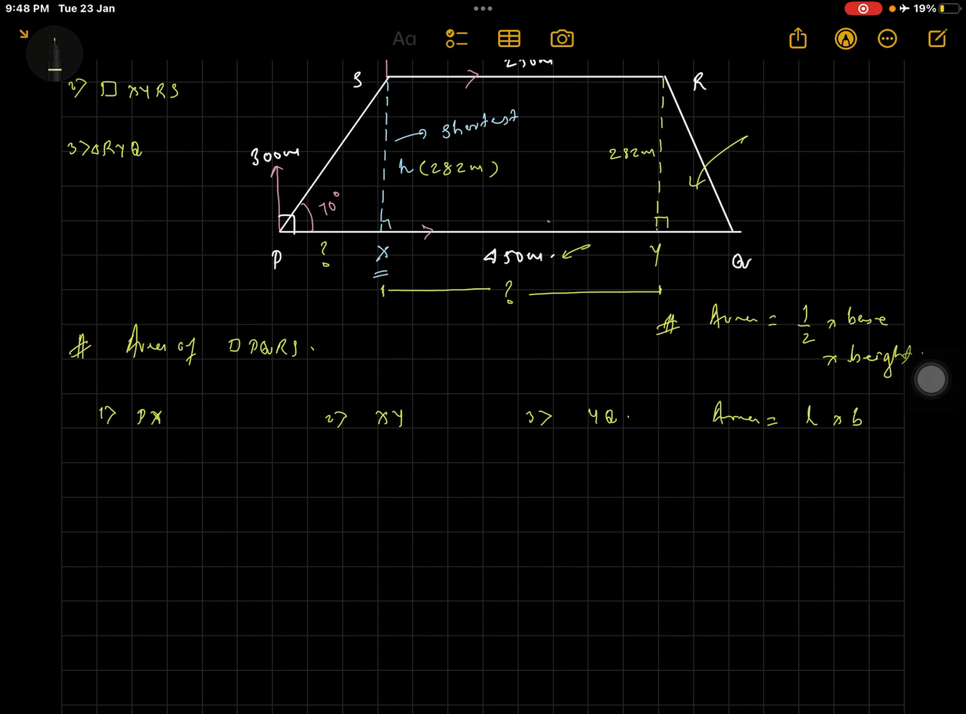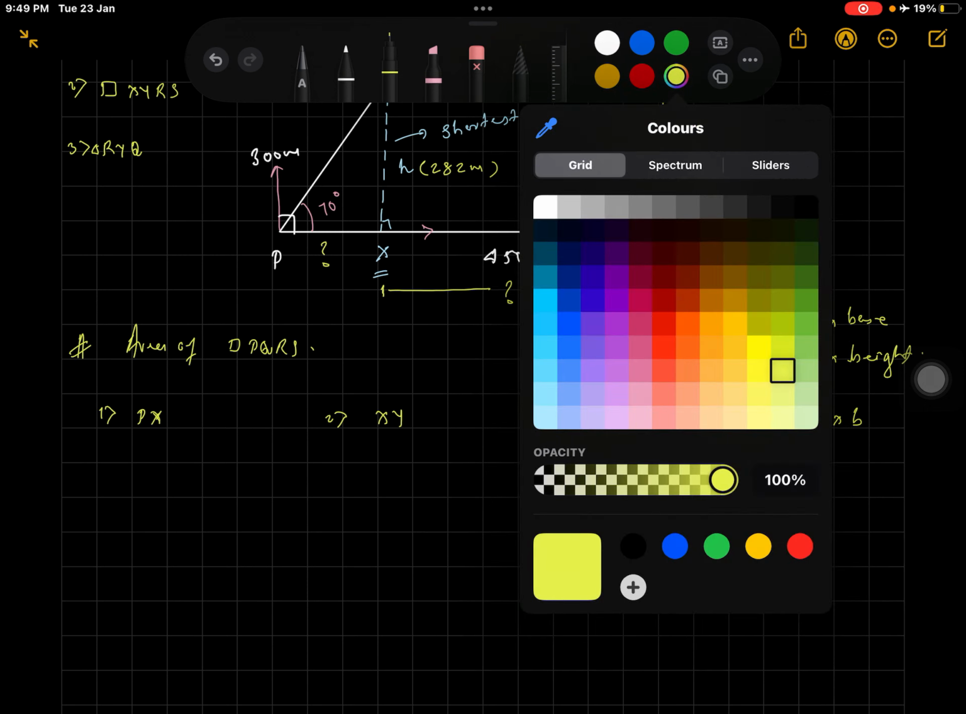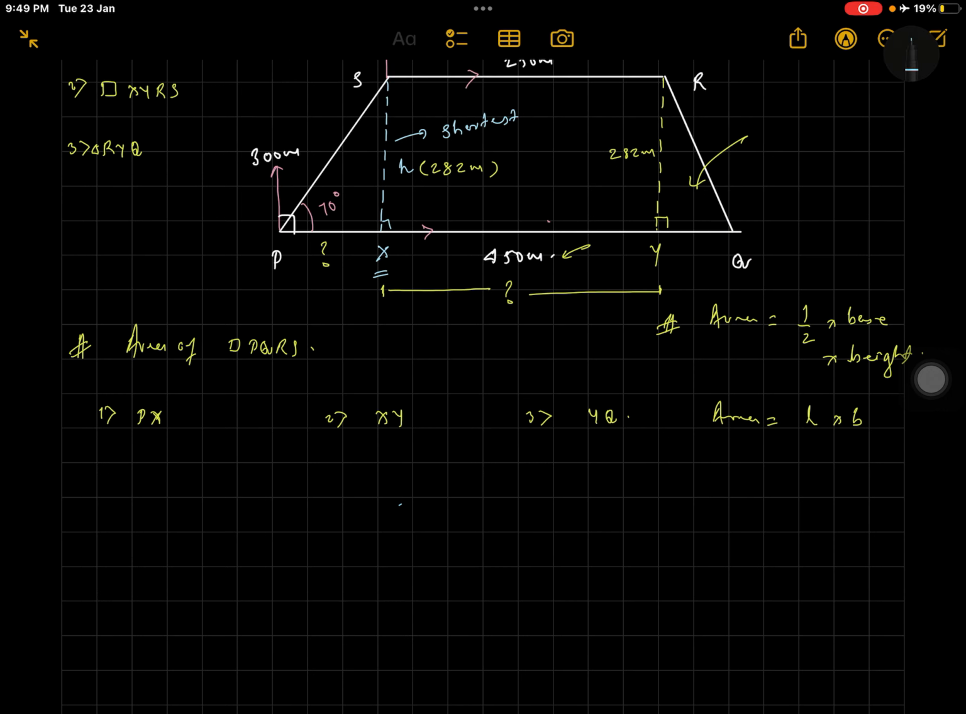PX, I could find PX. Let me make a small change on the color. Yeah, there we are. How do I find PX? I could use the cosine, the cos of 70 degrees, because it associates the base. We happen to see PX is the base of that triangle. So that is PX over the hypotenuse, which is still 300 meters.